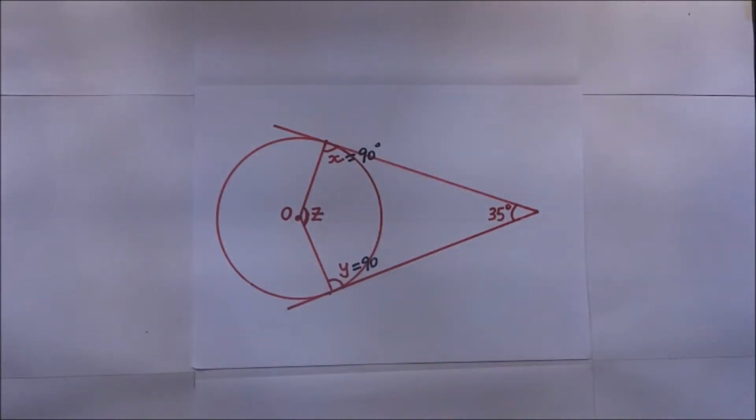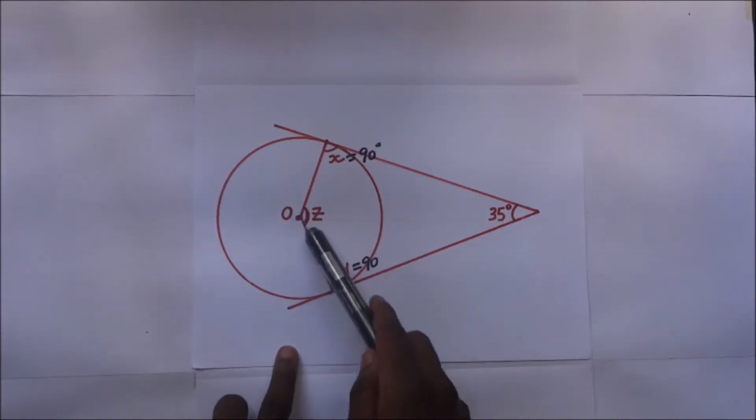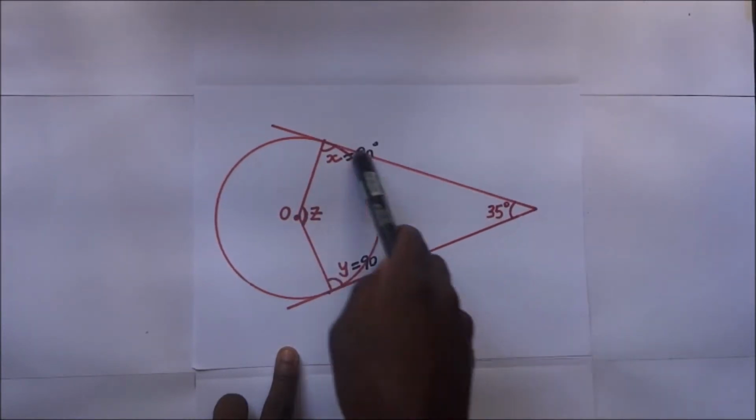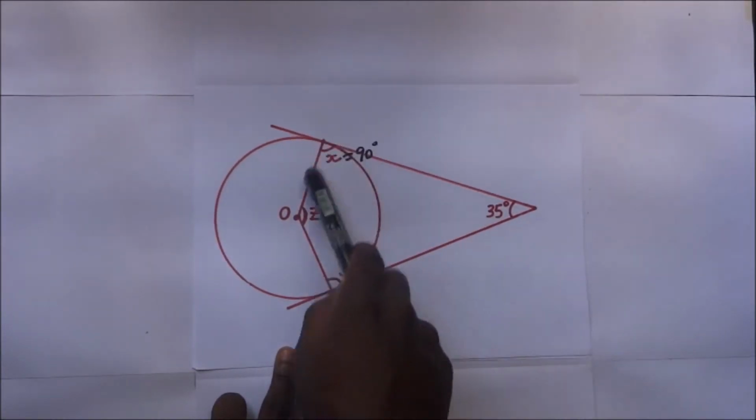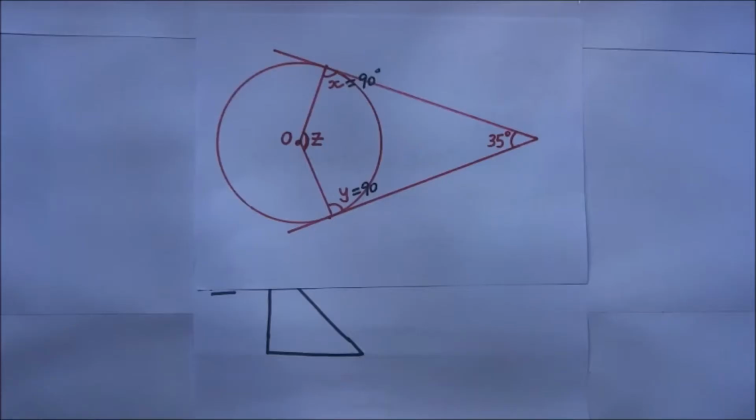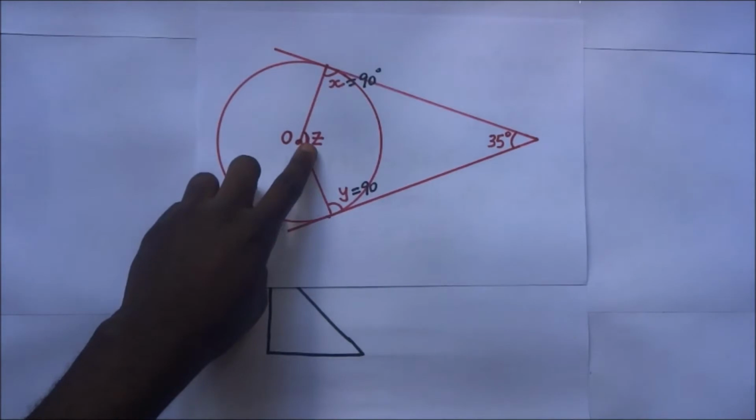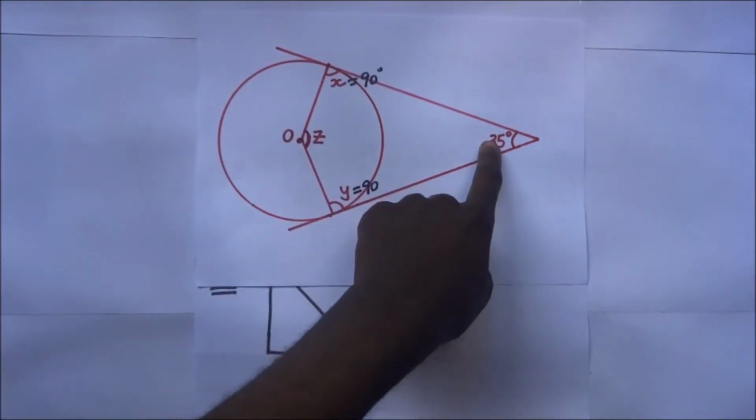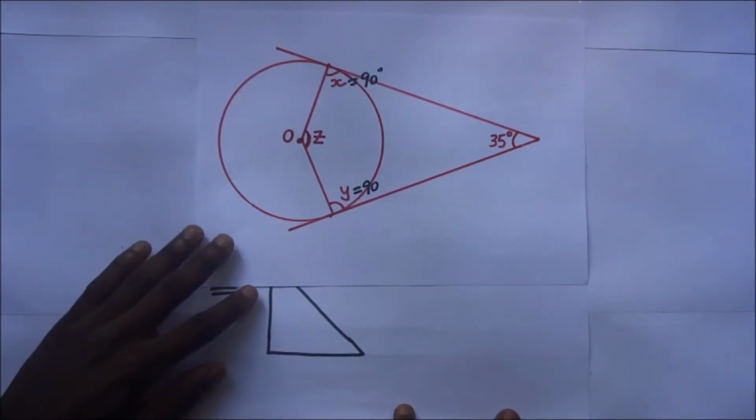Now, what's the value of Z? There are two ways you can find the value of Z. First of all, this is a quadrilateral. And we all know that the total angle sum of a quadrilateral is 360 degrees. So for us to get the value of Z, X plus Y plus Z plus 35 degrees is equal to 180 degrees.